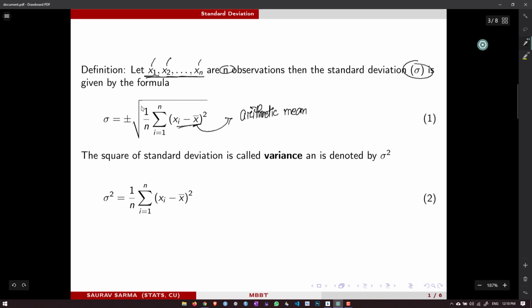Now if we don't consider the square root, then the formula becomes sigma square equals 1 by n summation of (xi minus x bar) whole square, right? So this is with square root, this is without square root. If we ignore the square root, that means we square the formula, it is called variance. So in short, variance is the square of standard deviation, right? This is the formula for standard deviation in case you don't have frequencies or tables.